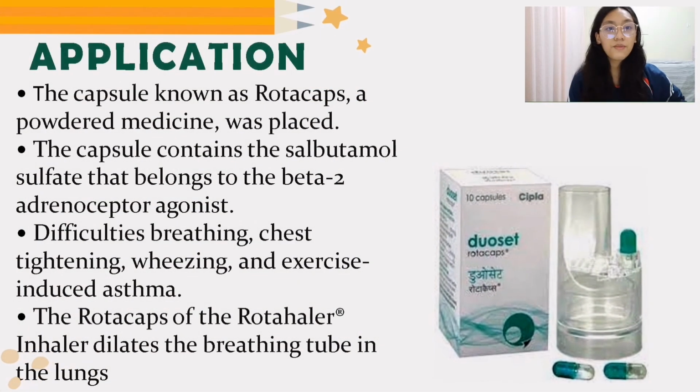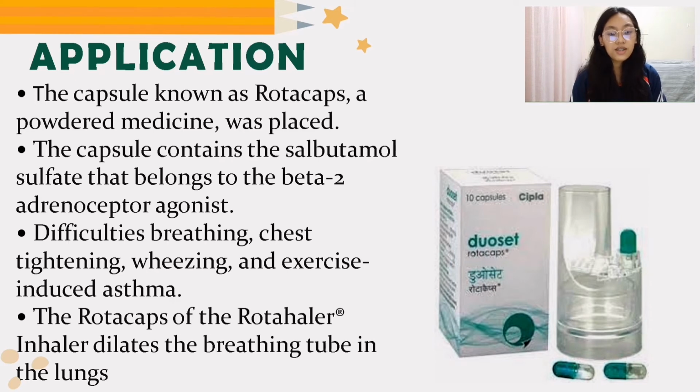Next will be the applications of the device. The Rotahaler inhaler uses the capsule known as the Rotacaps, as I have discussed earlier, which contains the powdered medication. The capsule contains salbutamol sulfate that belongs to the beta-2 adrenoceptor agonist. It has a very fine powder that provides a certain amount of drug patients should breathe into their lungs. Take note that the powder for inhalation should be a very fine powder.